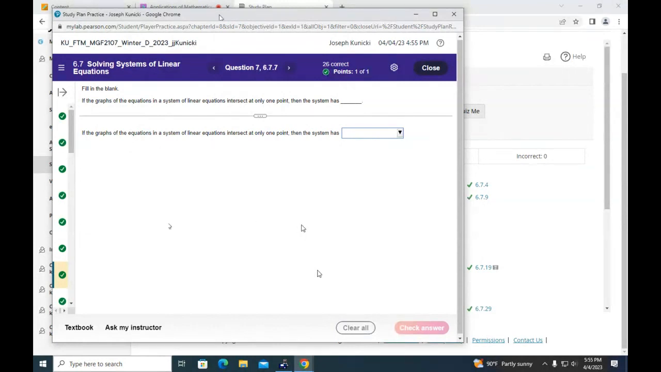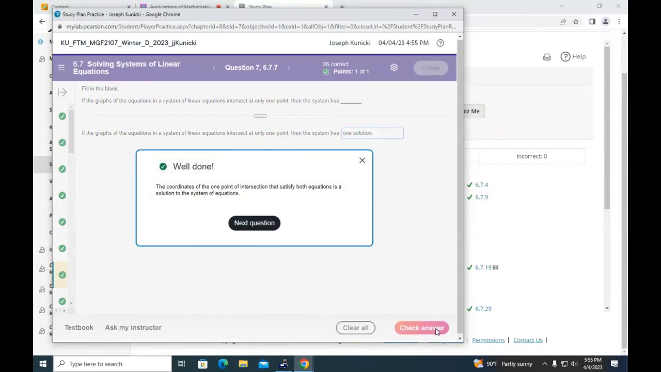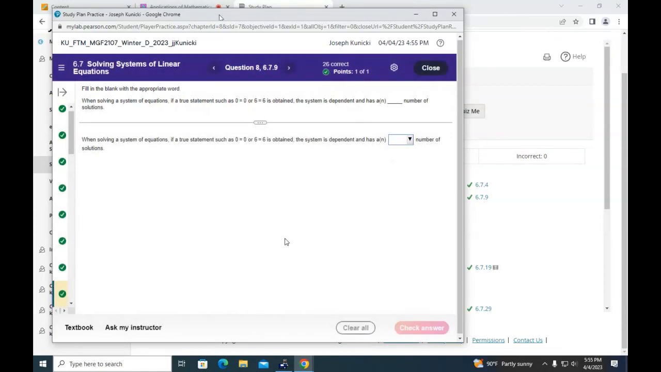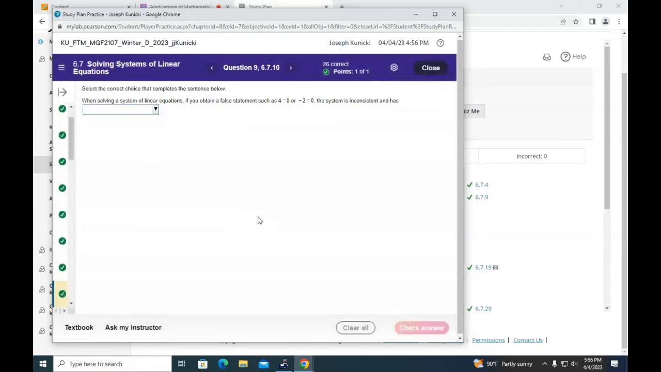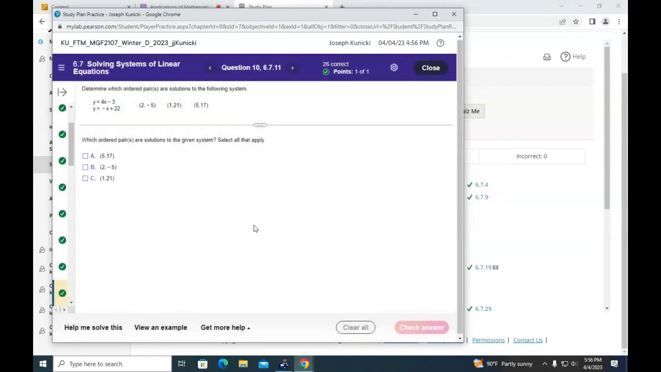Number 7: if the graphs of the equations of a linear system intersect at only one point, then the system has only one solution. That's the solution, that point. It's called the simultaneous solution. And number 9: when solving a system of equations, if a true statement such as 0 equals 0 or 6 equals 6 is obtained, the system is dependent, and we know then that it has an infinite number of solutions because they're the same line, they intersect everywhere. And just driving this home, ain't I? But if it's a false statement, it's inconsistent, then it has no solution. Okay, so just repetition here.